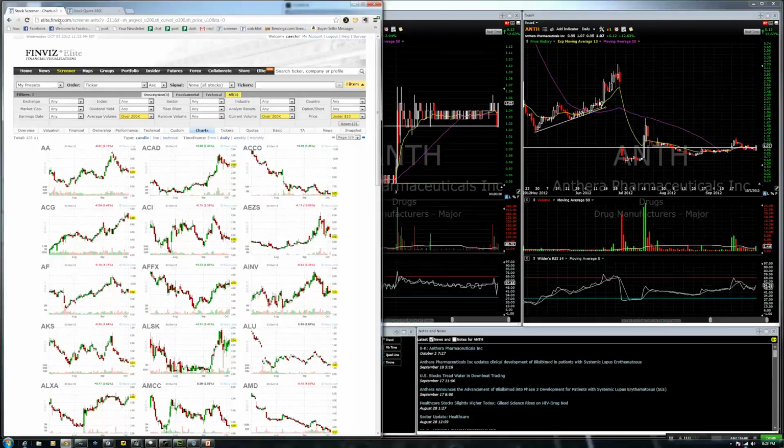So when you go to finviz.com, you click this screener button right here, and that's going to take you to this page with all this stuff right here. And then you can click the descriptive tab right here.